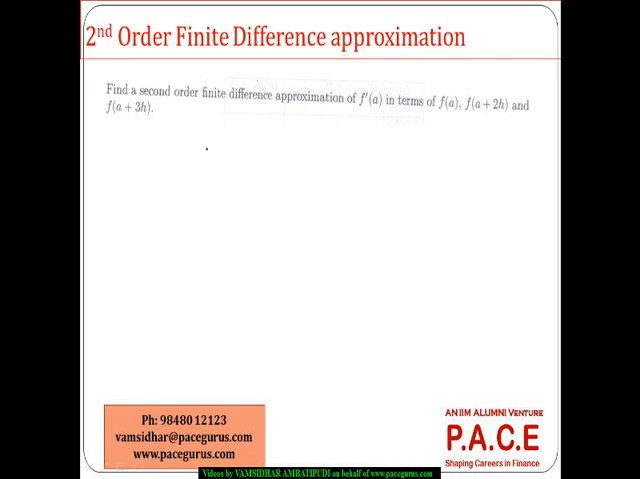Now our intention is to find out the second order finite difference approximation for f dash of a, right? To get this finite difference approximation, because I need a second degree approximation for f dash of a using f of a plus 2h and f of a plus 3h, I am more looking at the cubic Taylor approximation, because I need the second order. So I'll go for the cubic Taylor approximation of f of x around the point a.